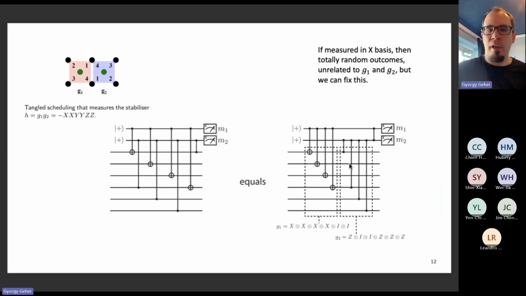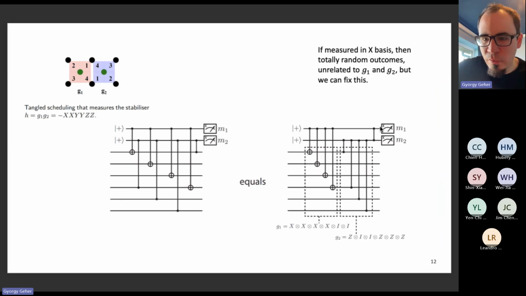So if we just take this scheduling and apply control X between these qubits and control Z between those two qubits, we just write out the circuit which this scheduling defines, like the parallelized circuit. So this is the first layer, second layer, third and fourth layer. And then we measure in X basis. In this case, we will get completely random data, because we regroup the controlled X's to happen before the controlled Z's. So this is then how our circuit looks.